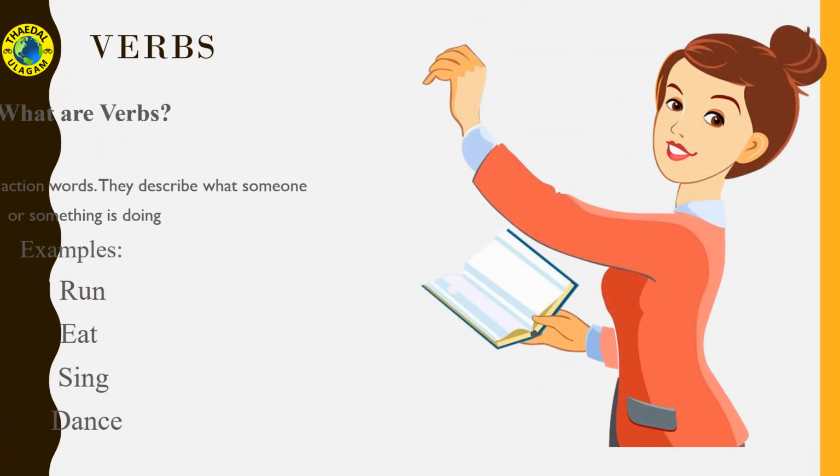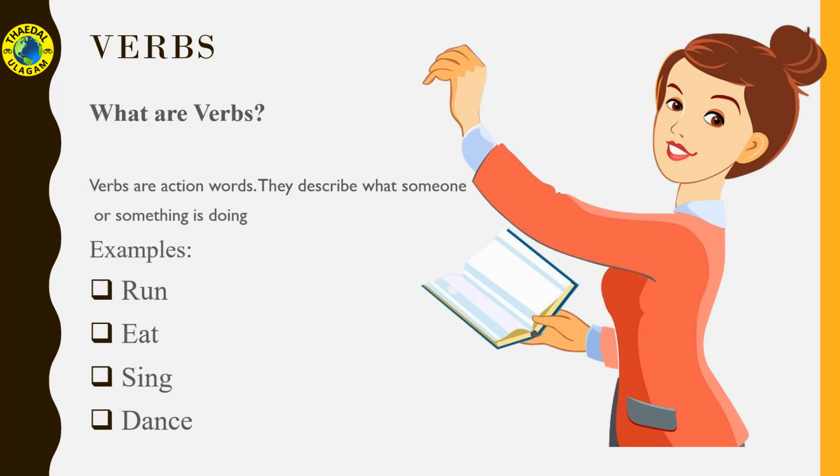What are verbs? Verbs are action words. They describe what someone or something is doing. A few examples of verbs are run, eat, sing, and dance.